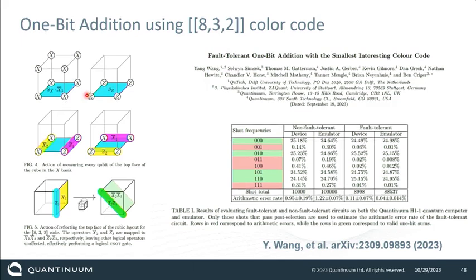Finally, this paper came out just a few weeks ago. The iceberg code work I just talked about does not do everything strictly fault tolerant. And this work does a full algorithm doing 1-bit addition, and it looks at both a non-fault tolerant implementation and a fault tolerant implementation. And in particular, you see that the non-fault tolerant implementation has a higher error rate than the fault tolerant implementation. So that's really cool. It's an example of a fully fault tolerant algorithm and also demonstrating that fault tolerant principles really can help you.